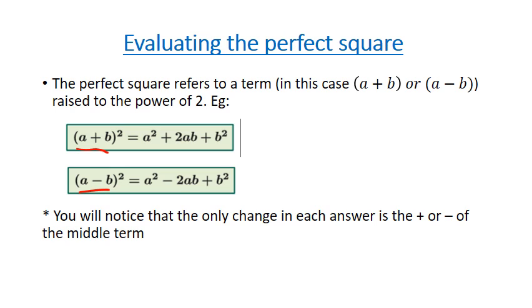You'll notice the only difference between these, when you expand them, is that once you've expanded them, you're either going to get a plus 2ab in the middle or a take 2ab. So positive 2ab or negative 2ab. And you'll also notice that the symbol in the middle here is actually the same as here, negative and negative. We always have a positive symbol at the end, and we always have our terms a squared and b squared at either side when we've expanded.